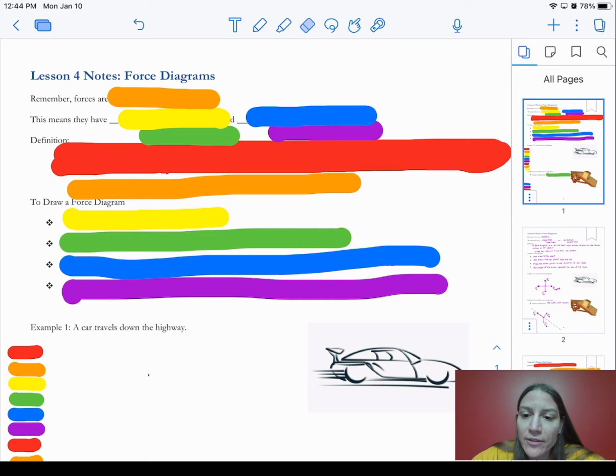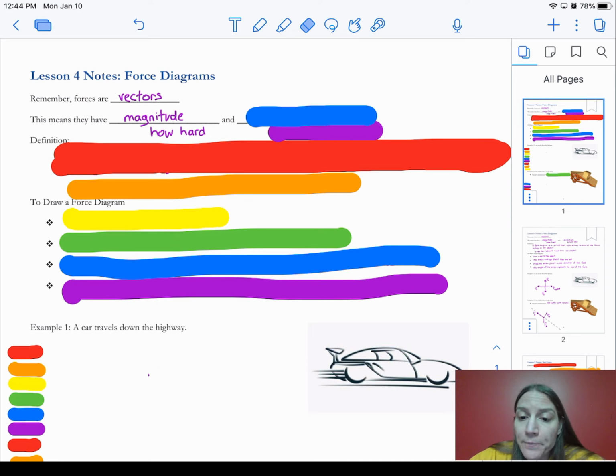In order to think about this one, we're going to have to remember that forces are vectors. That's the real gist here. That means they have magnitude, which if you'll recall is how hard they're pushing or pulling, and they also have direction, which is which way they're going.